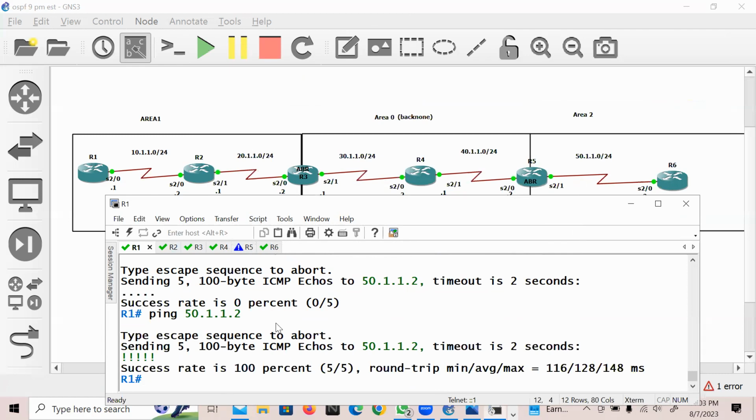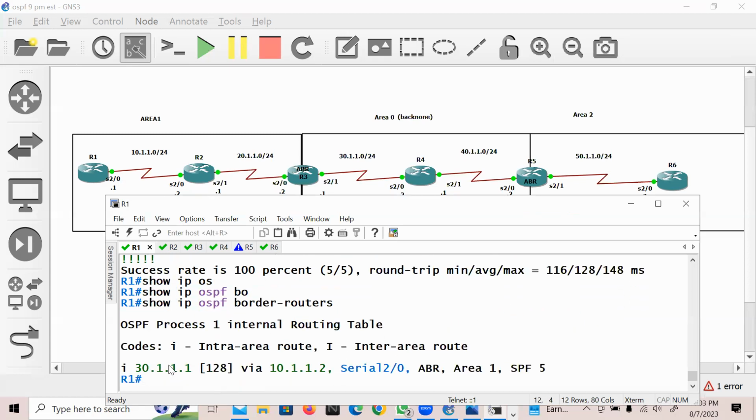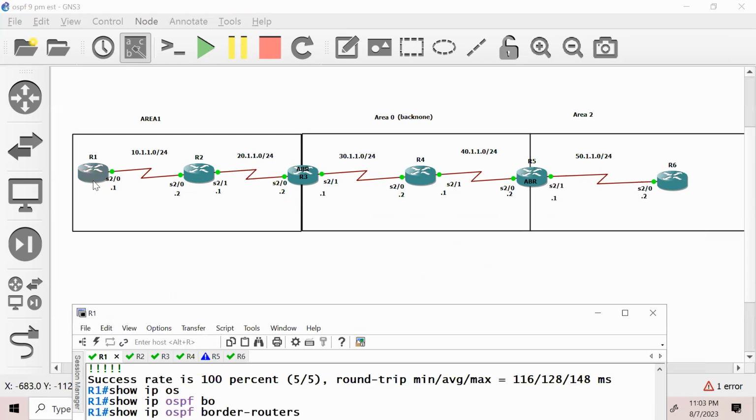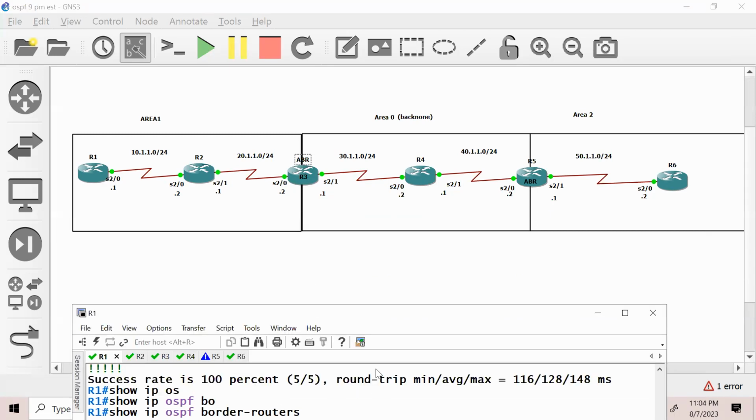And if you want to see your border routers, use show ip ospf border-routers. It will show you your border router. So R1 is saying I have one IP, 30.1.1, that is my border router. The same thing on the other router, it says 30.1.1 is my border router, right? So the statement is matching.